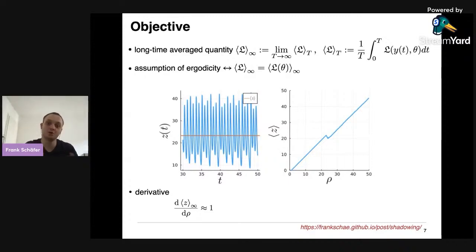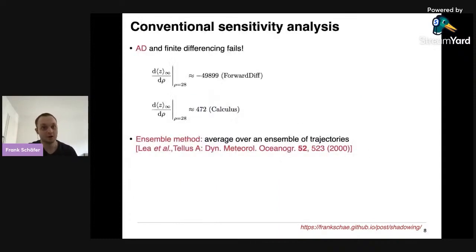So we might think that we should be able in principle to just do sensitivity analysis on this objective and estimate this slope. However, if we now apply these conventional sensitivity methods like automatic differentiation or also just finite differencing, we see that these sensitivities are several orders of magnitude wrong. So we see here either a way too small value or a way too large value. And in fact, it can be shown that this explosion of the sensitivity can be linked to the Lyapunov time, or differently speaking, to the Lyapunov exponent.